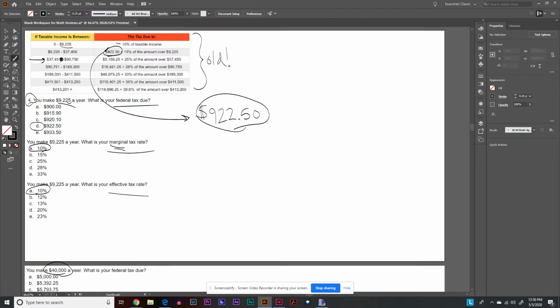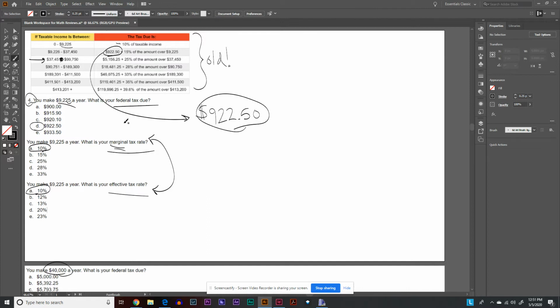But the point that I was making is that the reason the effective and the marginal tax rates are not the same normally is because if we are over the 10% tax bracket, then our first $9,225 is charged at a 10% tax rate. The next amount of money that we make, all the way up to $37,450, is going to be charged at 15%. And then the amount over the $37,451 is going to be charged at 25%, right?